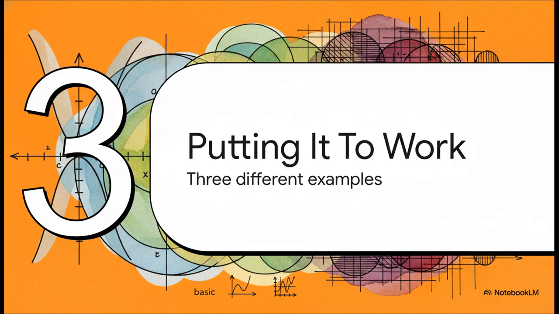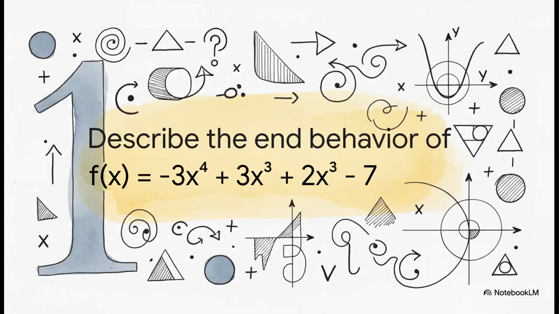Okay, enough with the theory. Theory's great, but let's see this thing in action. We're going to put this rule to the test with 3 different examples, and we'll start easy and then get a little trickier. All right, here's our first one, a nice, straightforward polynomial. The goal here is simple. Figure out its end behavior without even touching a graphing calculator.